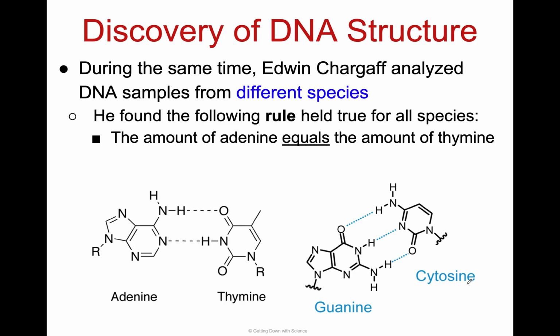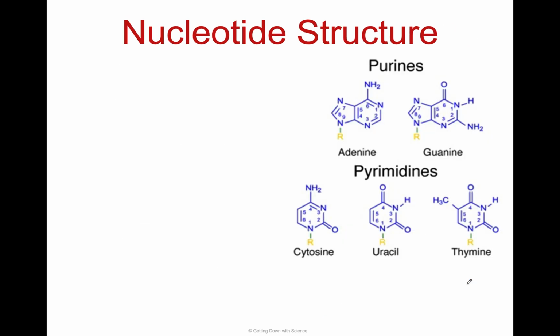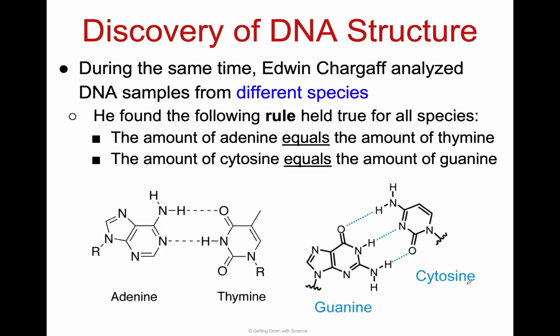And he was like, oh, that's weird. Then he found that the amount, this is super weird, the amount of cytosine equals the amount of guanine every time in every species. Doesn't matter where it comes from. Isn't that wild? So he was like, this is weird. And Rosalind Franklin was sitting there being like, this is weird. They both had pieces of an answer, but they didn't quite know what was going on just yet.